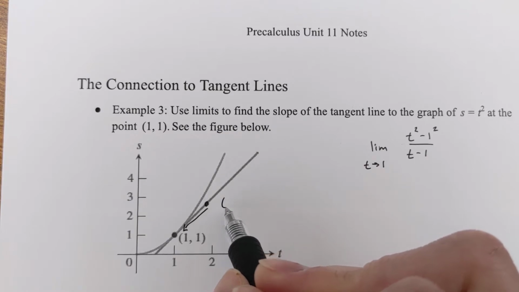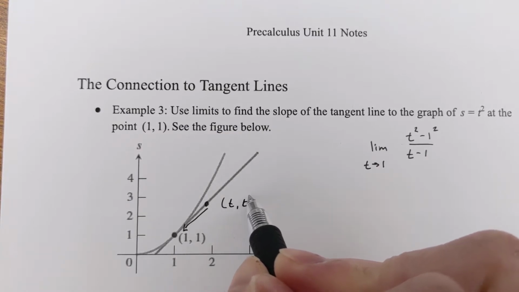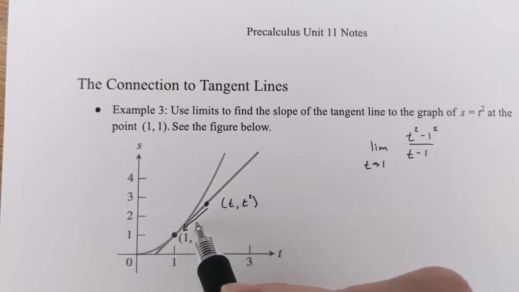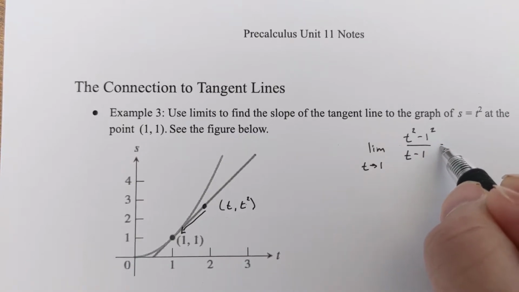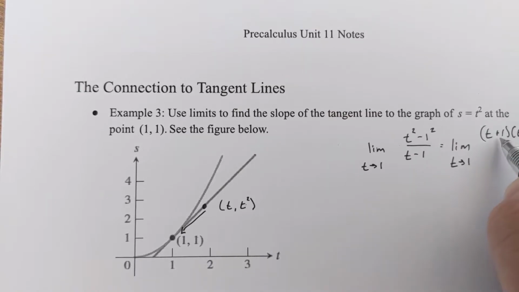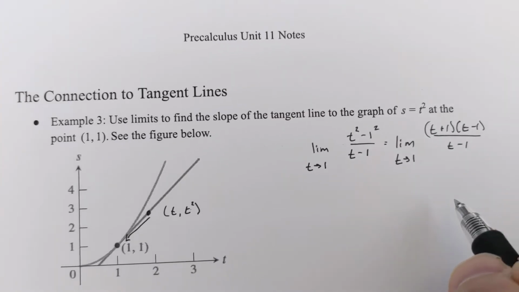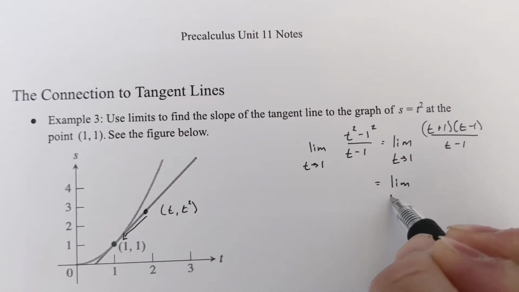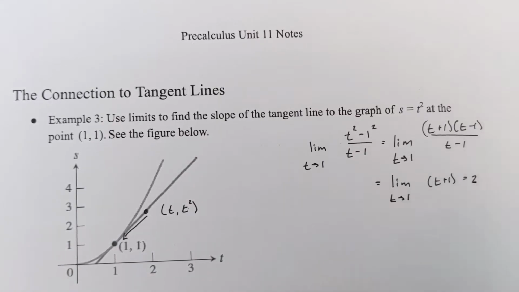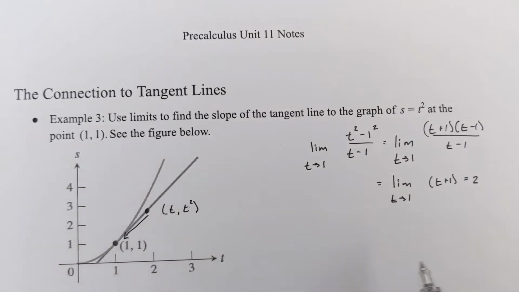So there's some point here that's at t comma t squared. And I'm going to let that t get closer and closer to 1. So y2 minus y1 over x2 minus x1. So just like before, I can factor that numerator. That's t plus 1, t minus 1, all over t minus 1, which then lets me cancel. It just gives me a t plus 1, which is 2. So that's the slope.